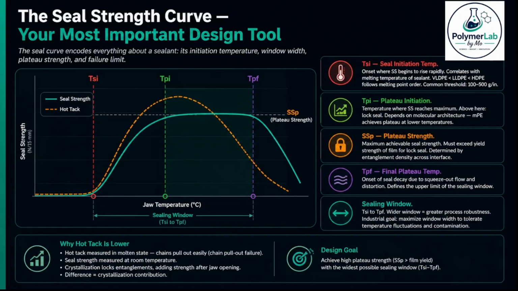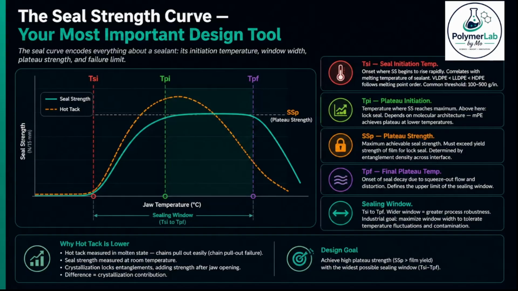The seal window is the temperature range between T_SI and T_PF. This is the practical parameter for industrial sealing. A wide sealing window means your machine jaw temperature can fluctuate with seasonal temperature changes or film lot variation without moving outside the acceptable seal strength range. A narrow window means any variation risks going below spec. Maximizing the sealing window is the primary goal in sealant design for demanding applications.